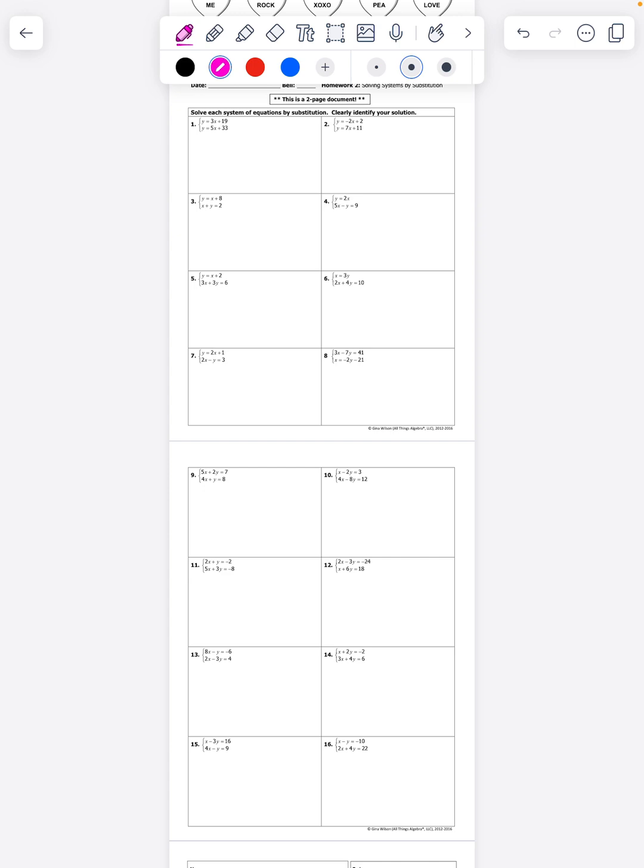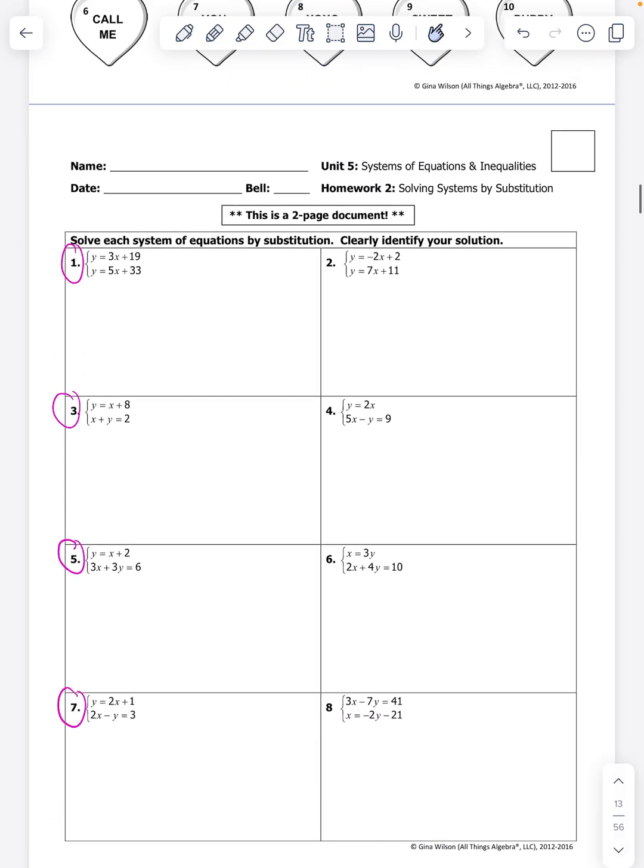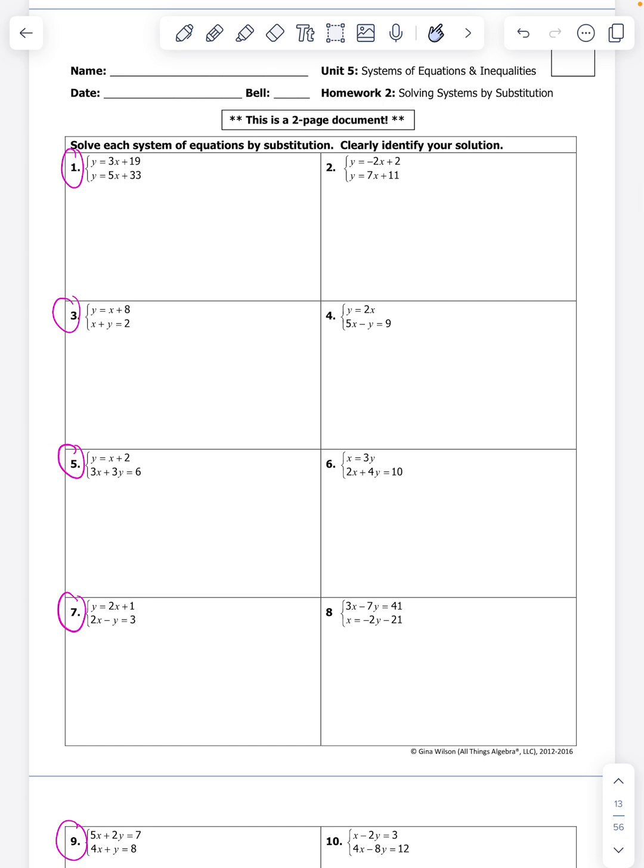So instead of doing all 16, which I feel like is too much, why don't you do just the odds? So let's do 1, 3, 5, 7 on that page, and then 9, 11, 13, and 15. For numbers 1, 3, 5, and 7 on the first page, this is going to be the easier page because these ones are already solved for x or y. Like number 1, y equals 3x plus 19. We can take 3x plus 19 and replace it right in for that y and then solve for x. That one's ready to go.